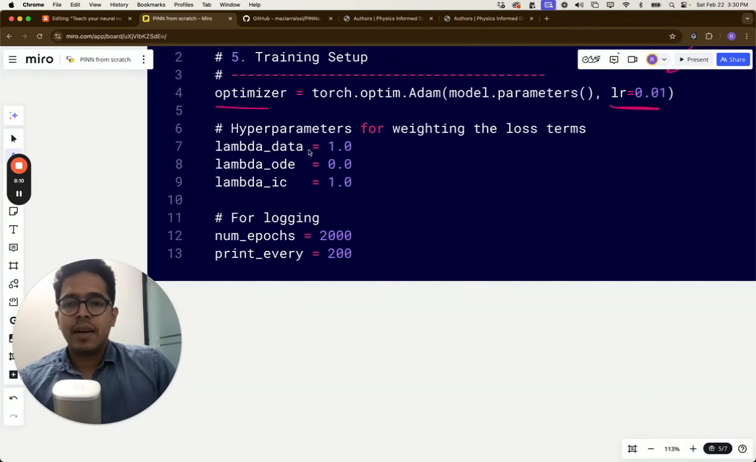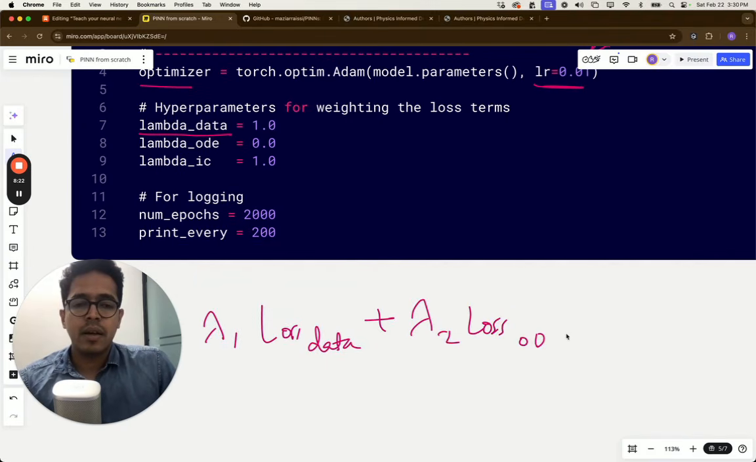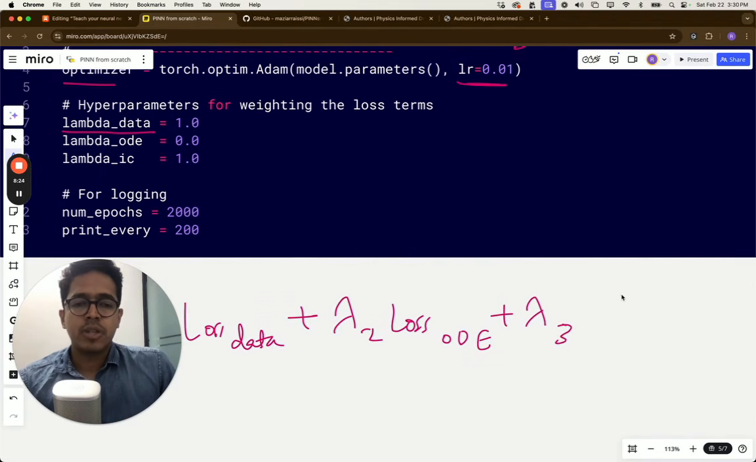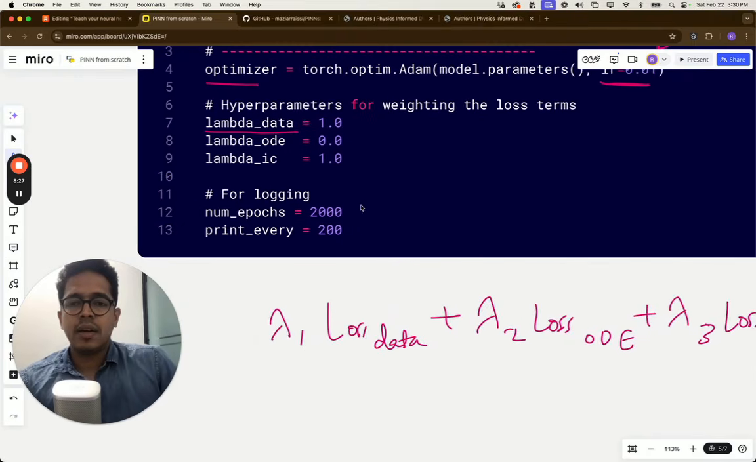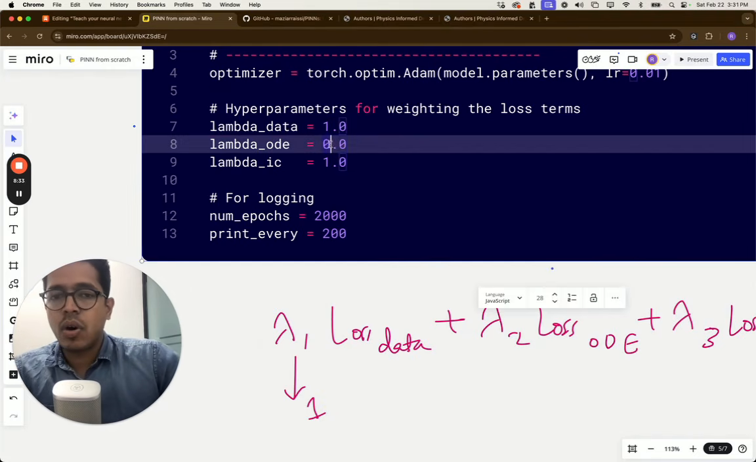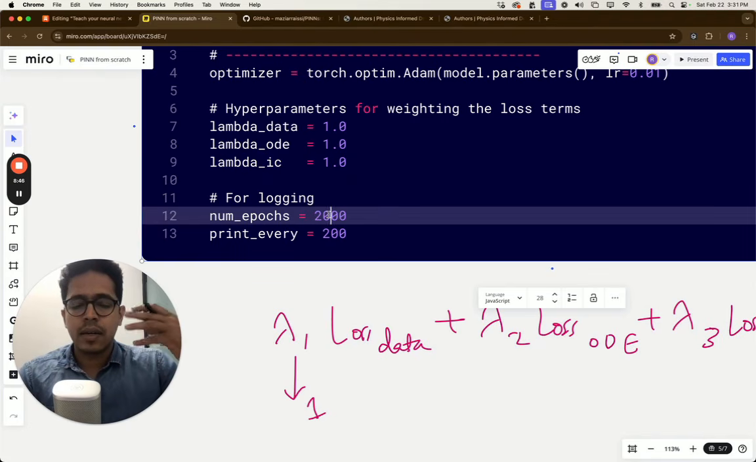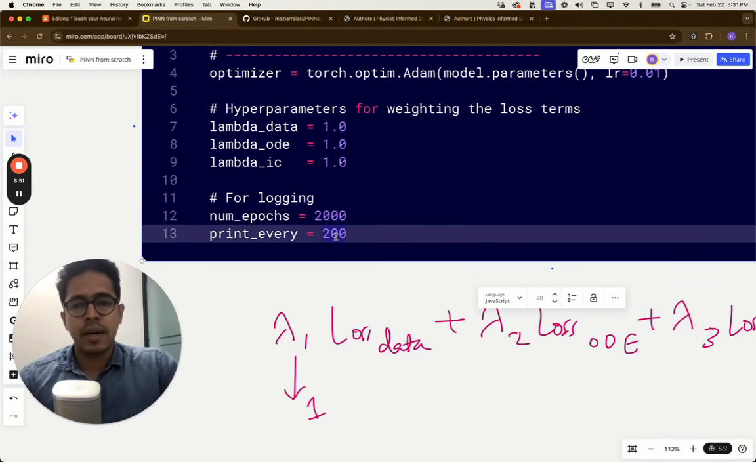And okay, here comes lambda. You have three loss terms: lambda 1 times loss due to data, plus lambda 2 times loss due to ODE, plus lambda 3 times loss due to initial condition. So here lambda data is 1. This is also supposed to be 1 because I wanted all the terms to be there, so let's keep this 1.0. And the last one is lambda 3, which is lambda IC, the initial condition lambda. Number of epochs is the number of iterations for which you are running forward propagation and then gradient descent. So 2000, and we'll be printing once in every 200 iterations.